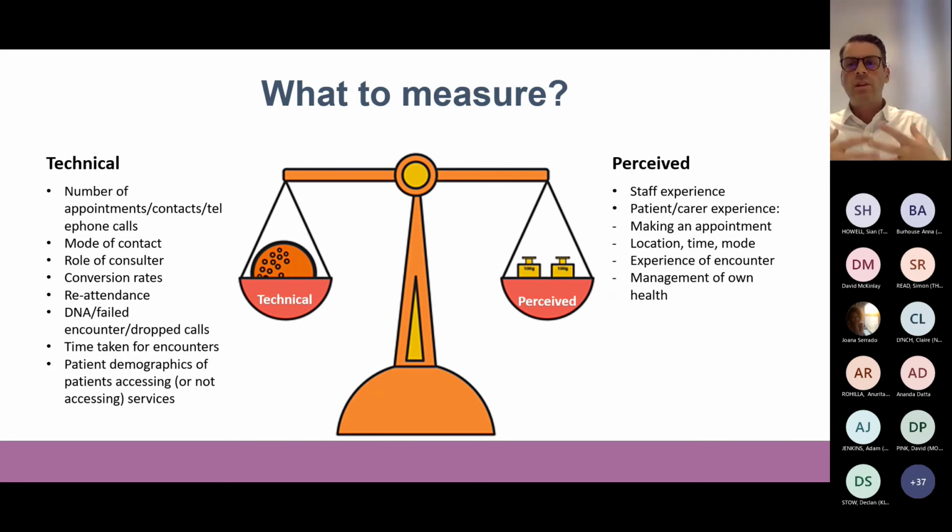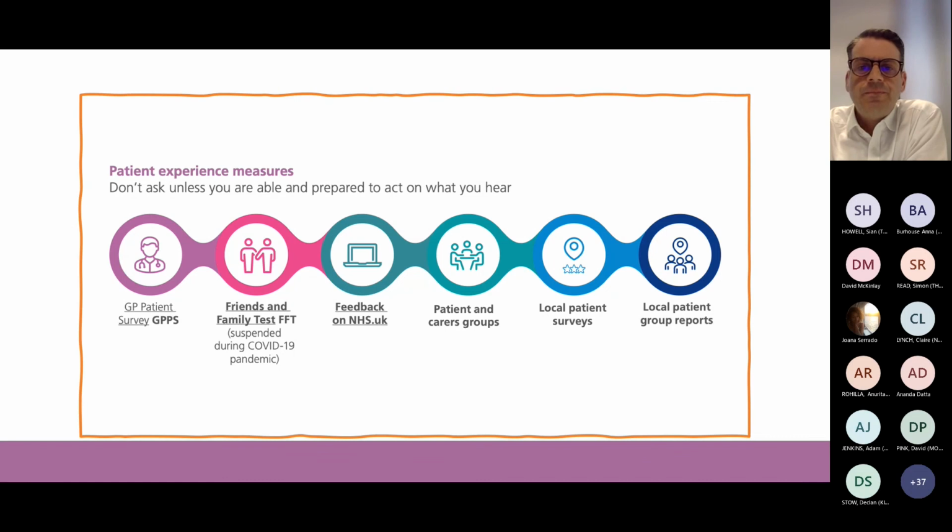All of these things are really important, and they're almost like the environmental issues and the perceived issues around access. Next slide, please. So we're going to focus in now on the perceived side of things. What's mentioned in the guide, and this is an extract from the guide here, are all the different places you can get patient experience metrics and information, both qualitative and quantitative, about how it feels to access your service.